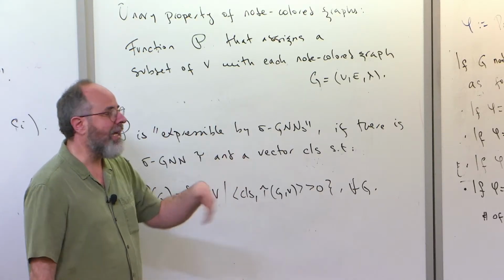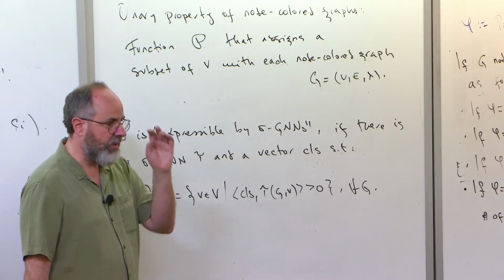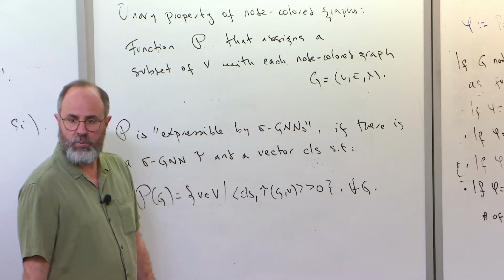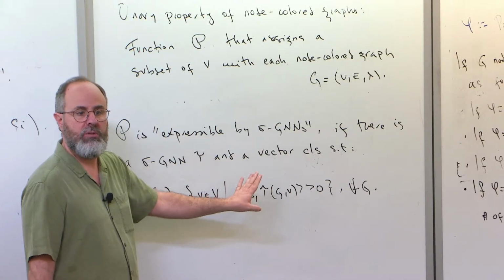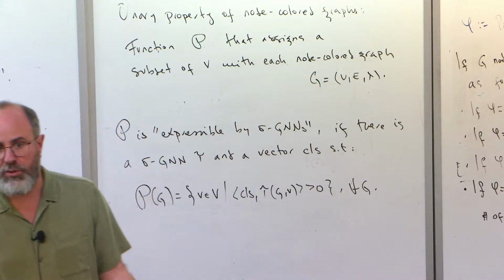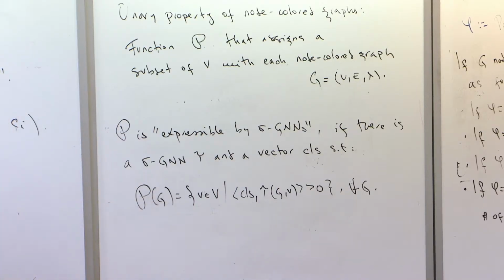It's completely ad hoc, the definition, but it's a reasonable definition. For every graph, this holds. Then we say that this is expressible by sigma GNNs. And of course, there will be properties that are expressible by sigma GNNs and properties that are not. So if a property is not isomorphism invariant, then it will not be expressible by a sigma GNN.